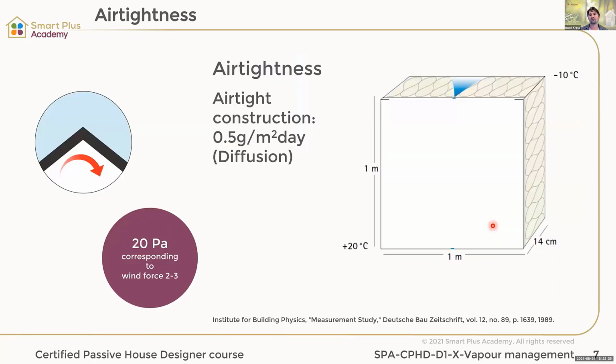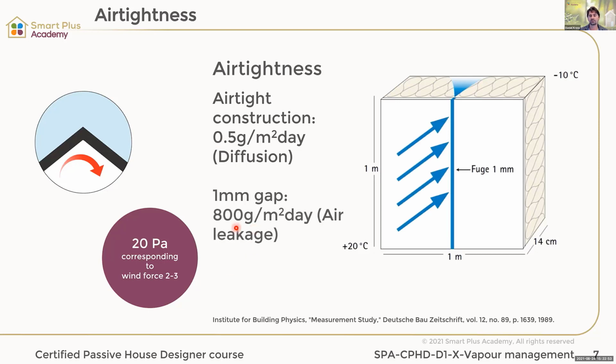So now when we looked at this, we have seen that we're having a diffusion through the structure, even if it's 100% airtight. And that's the diffusion, that's the vapor transport through the material that was causing that. But when we compare that now with the air leakage, how much moisture is getting in our structure with this 1 millimeter gap, then we see already what's the difference.